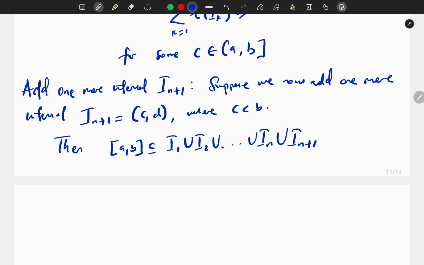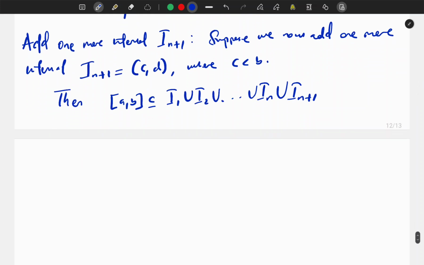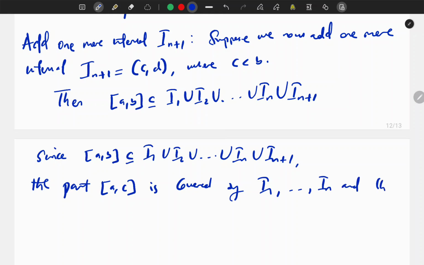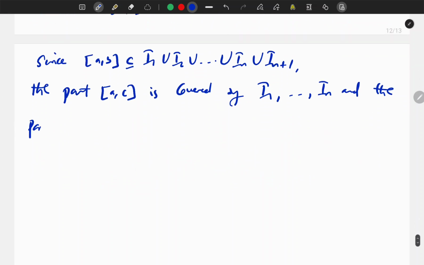So then we can now split the interval. Since (a, b) is a subset of the union I1 to In union I(n+1), the part (a, c) is covered by the first I1 to In, and then the part (c, b) is covered by I(n+1).